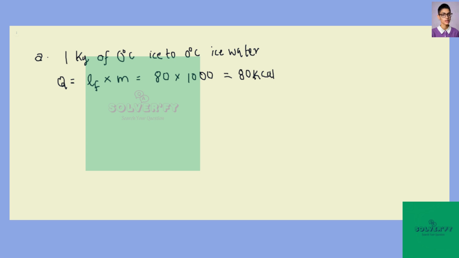Okay, so we are done with the first part of the question. Let's see what is in the second part here. So we need to convert 1 kg of 0 degree ice to water, 0 degree ice water, to 100 degree boiling water.